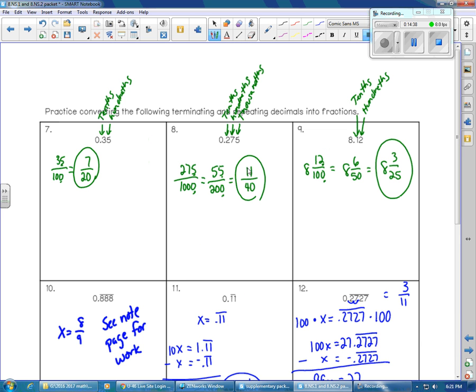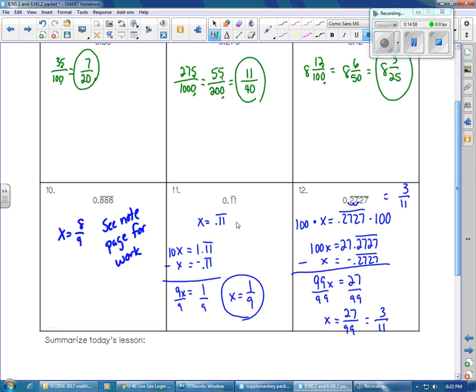The second lesson today, turning our decimals into fractions. You start off, if you have a terminating decimal, you put that decimal over the place value that you have, like 35/100 would be 35 over 100, and then you reduce your fraction from there. If you have a repeating decimal, you set x equal to the repeating decimal, you multiply by whatever power of 10 is going to get the repeating part of the decimal in front of the decimal, and then you subtract x from both sides to eliminate the repeating part, and then you just solve for x.